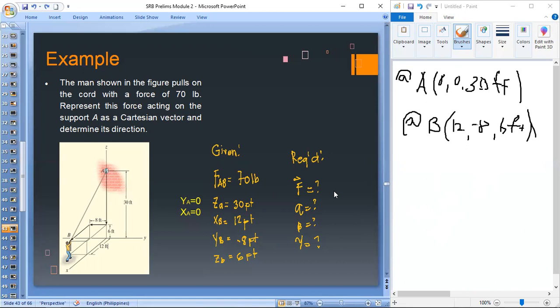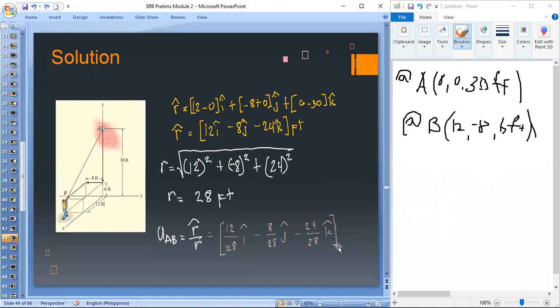And then, what we're looking for is your force vector, and the directions alpha for x, beta for y, and gamma for z. So, solution. It's the same as before. Find your position vector, combining x, y, and z. So, 12, then 0, since you have no 0 there. Then negative 8. So negative 8 for B. Okay?